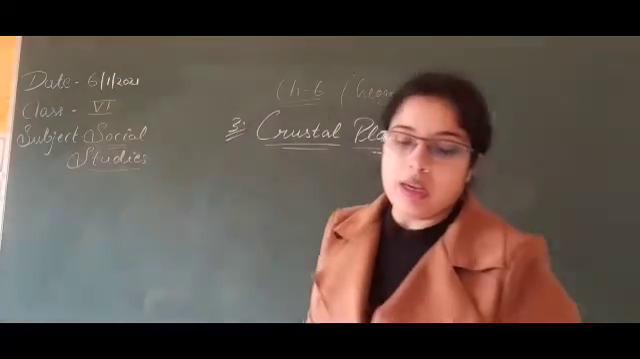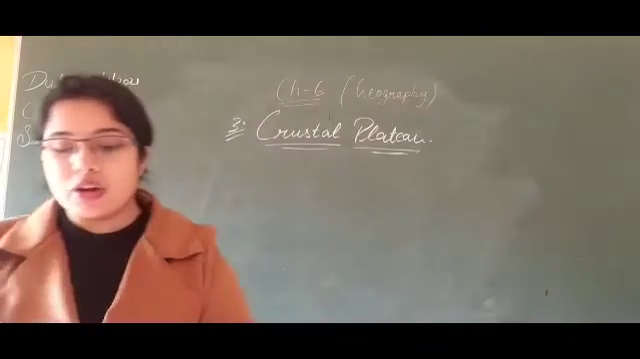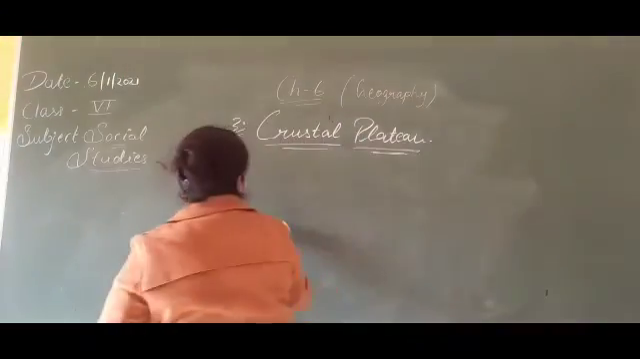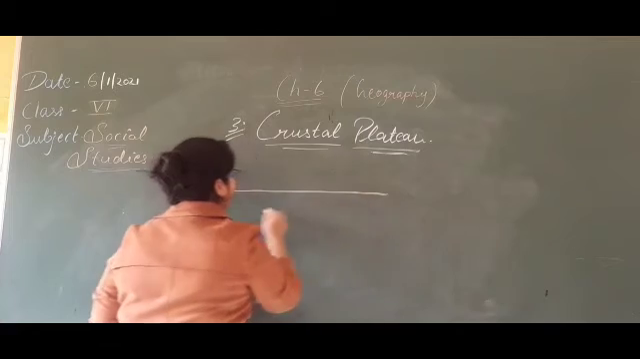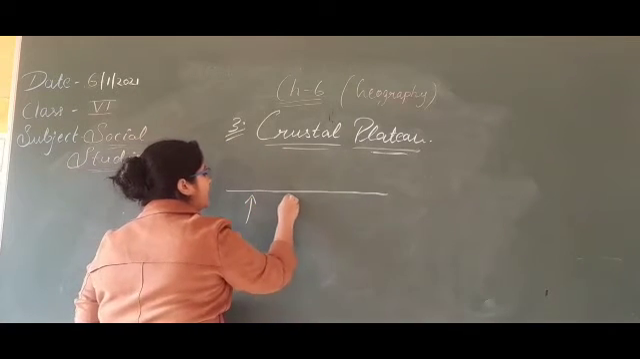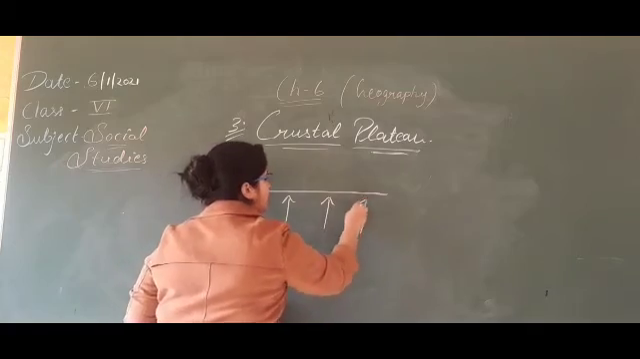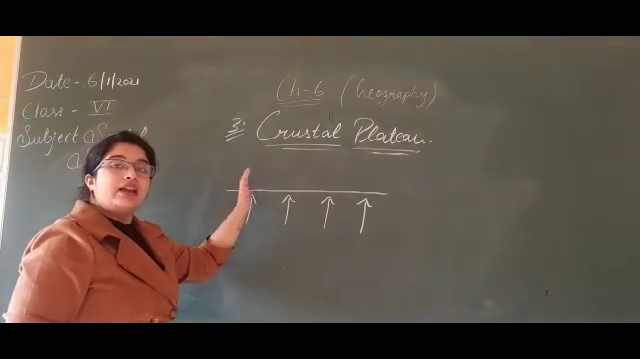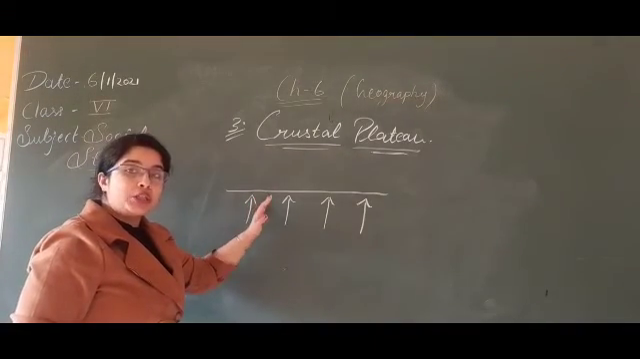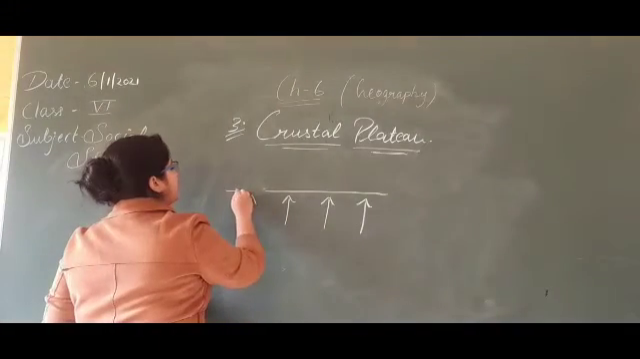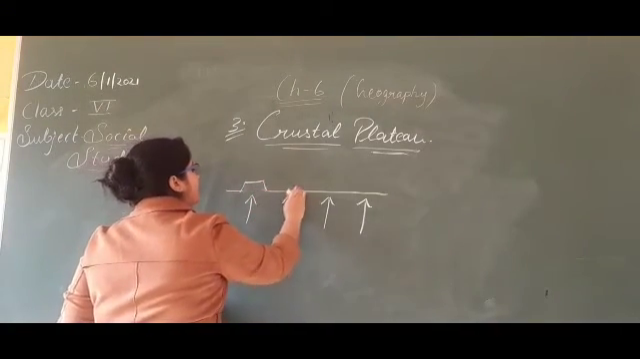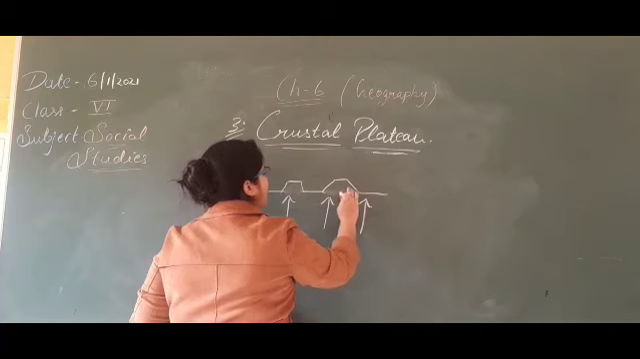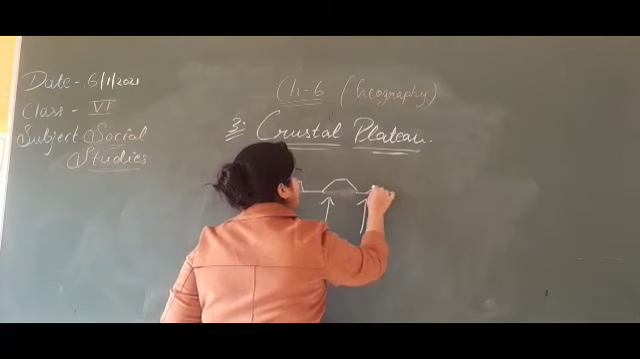What is a crustal plateau? They are formed when the magma below the lithosphere pushes the crust on top but is unable to break through. It means the lava and gases in the earth push the upper surface, the crust area, upwards, but are unable to break through, then this type of plateau is formed.